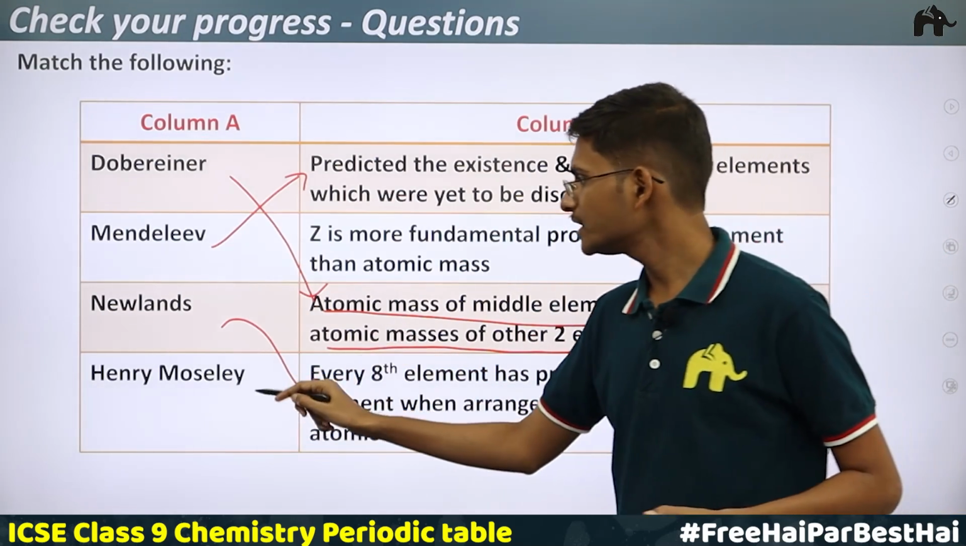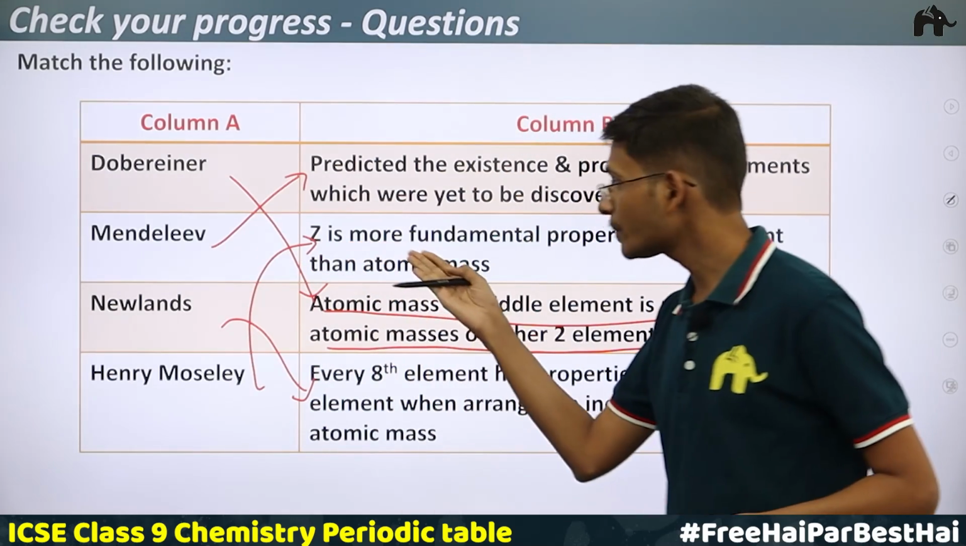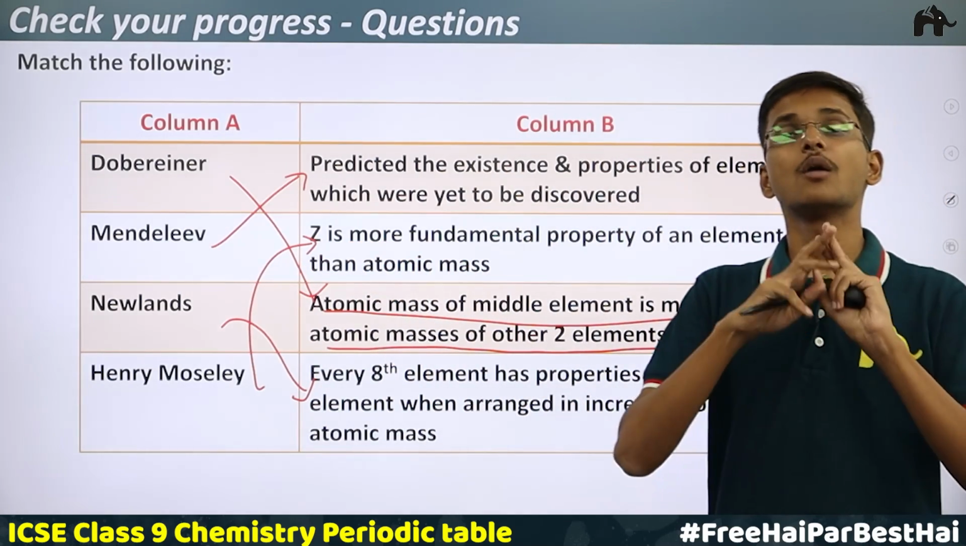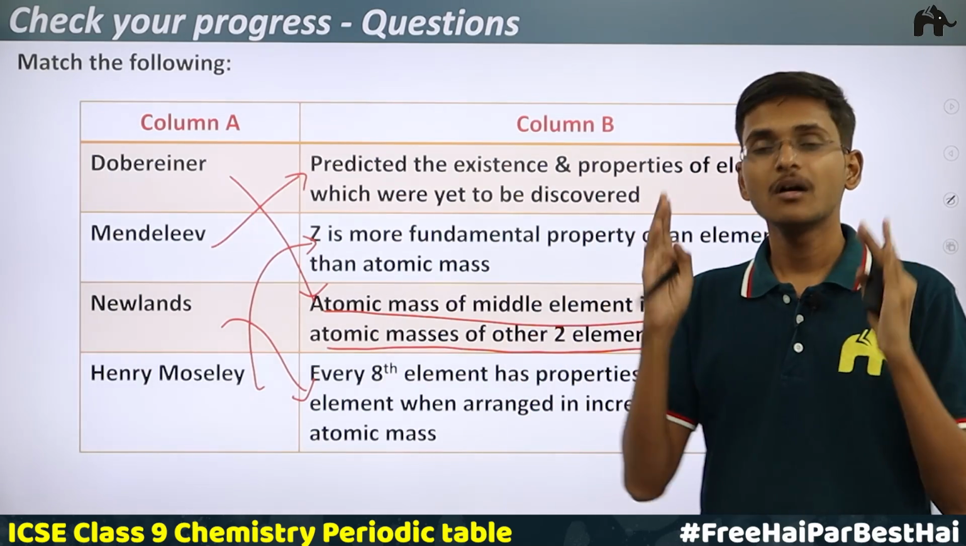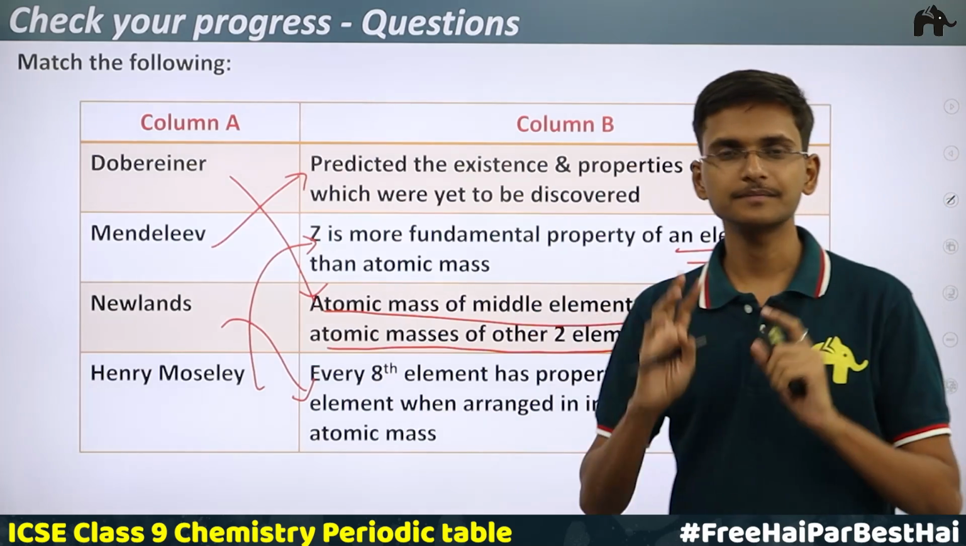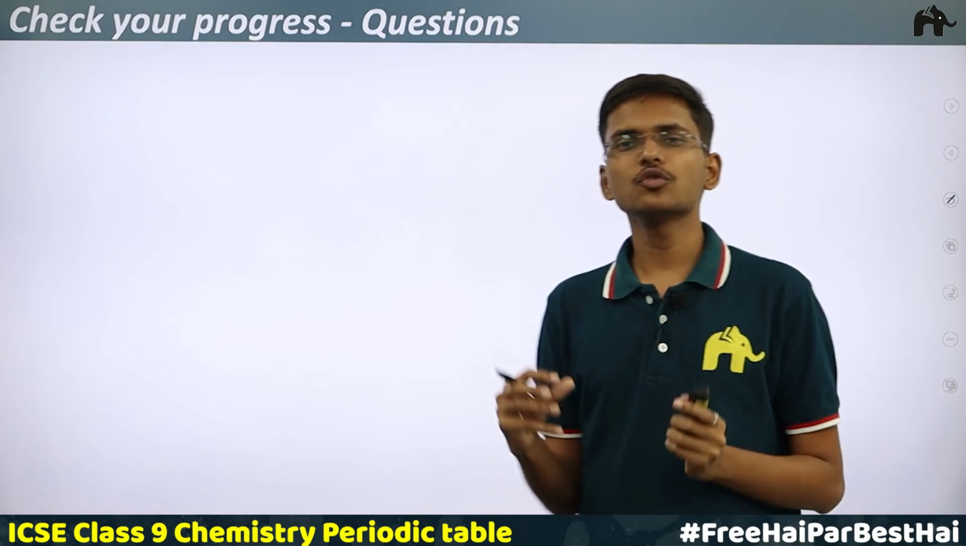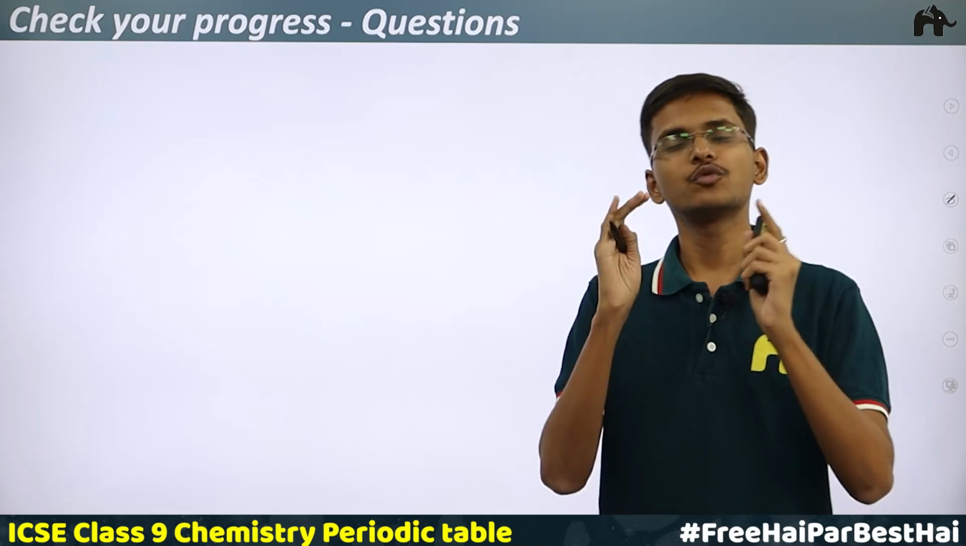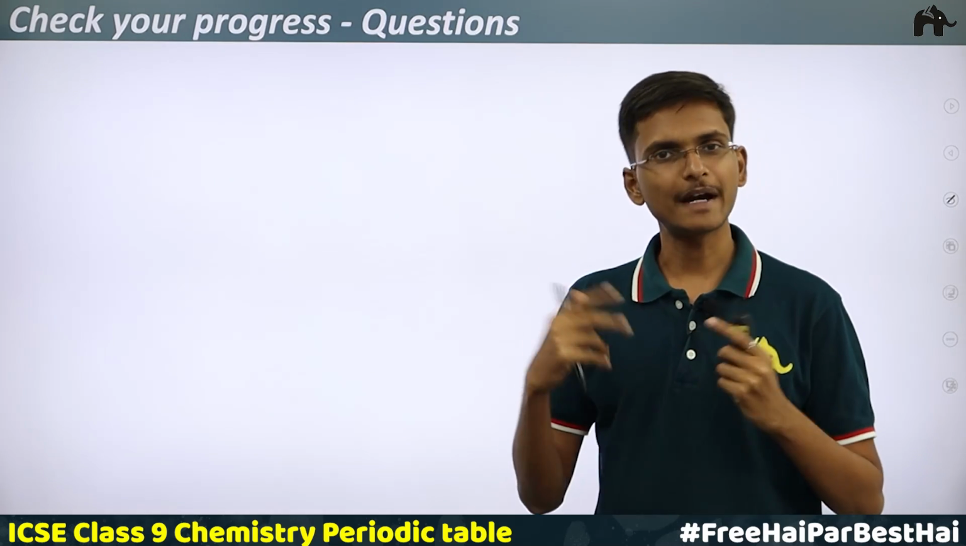And finally Moseley. Moseley is the one who told that atomic number, very important, atomic number is a more fundamental property than the atomic mass of the element. Okay, moving on to the next question. So whenever you see a question, you pause there, you try to solve it on your own, and then you resume for the correct answer.